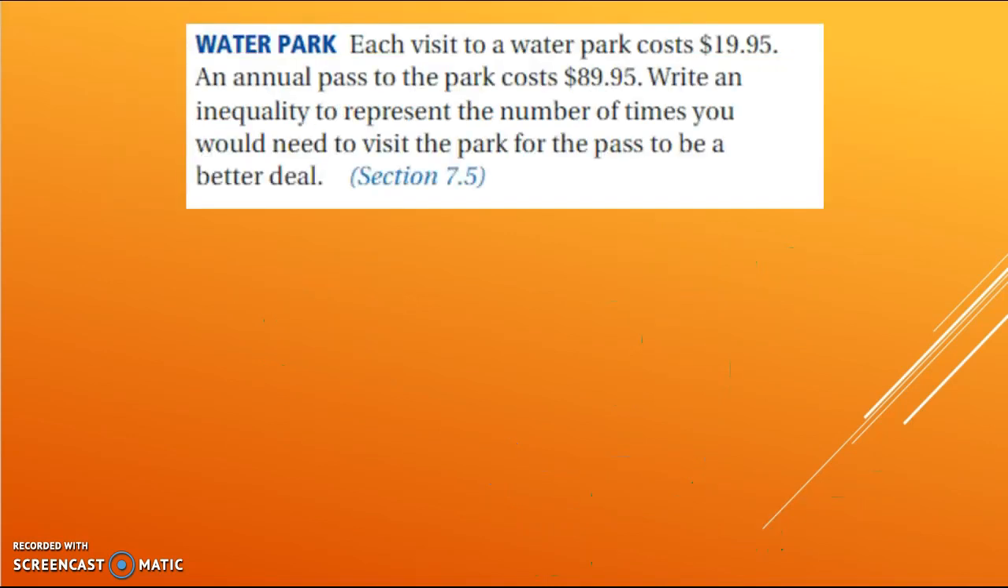All right, each visit to a water park costs $19.95. An annual pass to the park costs $89.95. Write an inequality to represent the number of times you would need to visit the park for the pass to be a better deal. All right, let's take our highlighter. Each visit to a park costs $19.95. An annual pass to the park costs $89.95. Need to write an inequality to represent the number of times, and then we are looking for a better deal. Okay, so let's kind of break that down. Each visit, oh, the word each is also important, so I would definitely make sure.